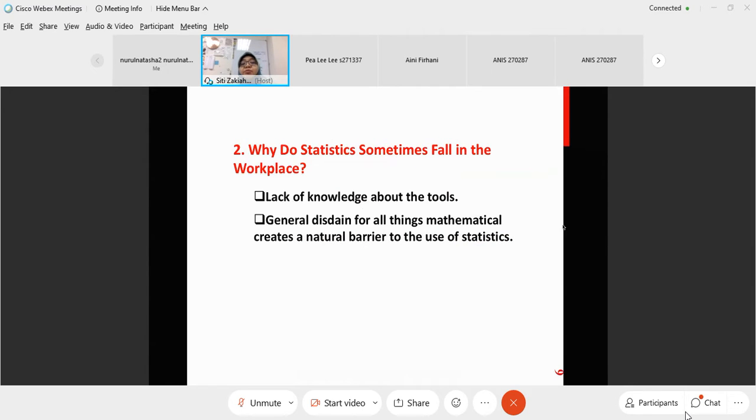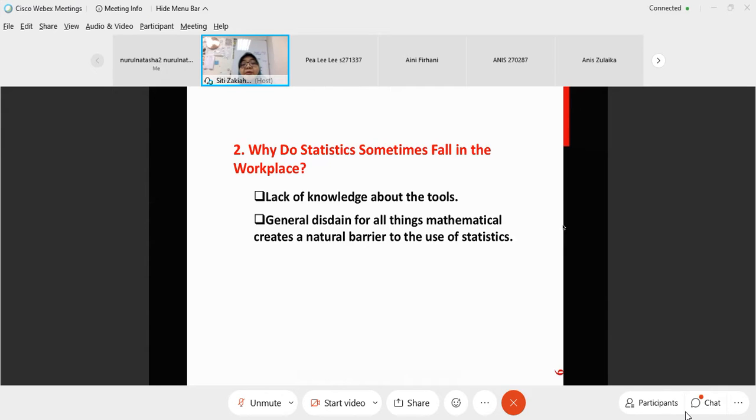Why do some statistics sometimes fail in the workplace? Kenapa maksud dia tak menjadi? Actually, if you are a statistician, you will say that everything you tengok dalam kacamata statistik, semua ada perkiraan dia. So, kenapa tak jadi? Because of lack of knowledge about the tools. Kita tak ada knowledge yang cukup untuk tahu nak menggunakan statistical tools ni.